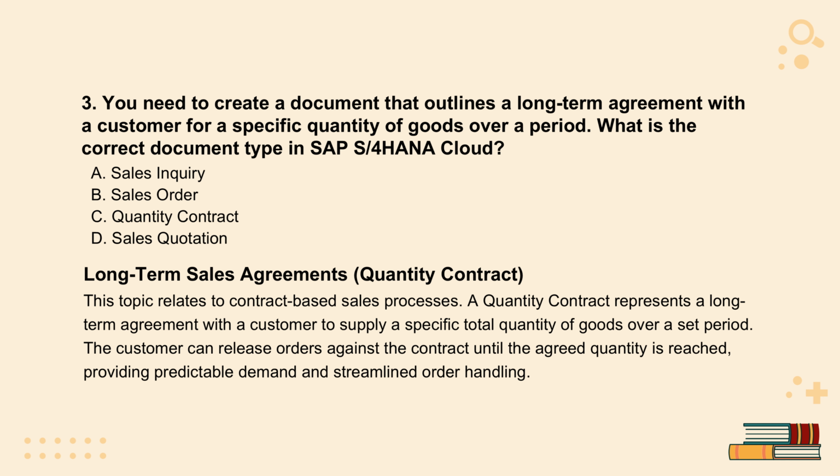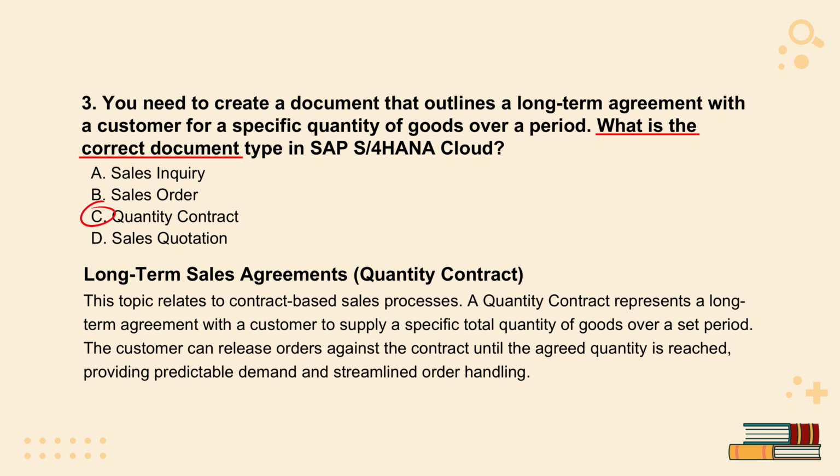Got it. So, moving from single orders, what if you have a longer-term deal? Like a customer commits to buying a certain amount over, say, a year. What document handles that? That's where the quantity contract comes in. A quantity contract. Yep. It's specifically for agreeing on a total quantity of goods over a set period.